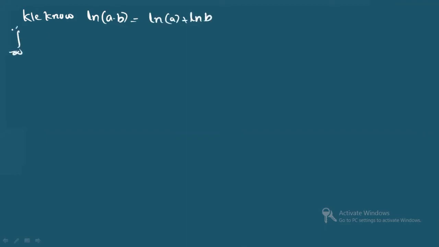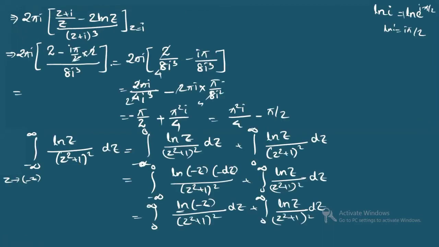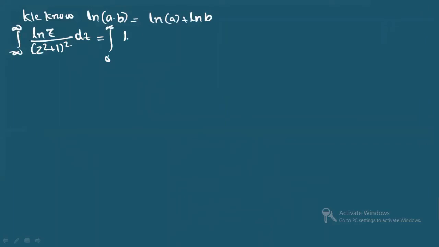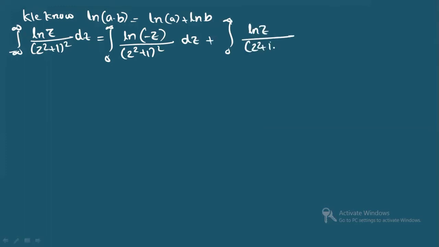So you are having here the integration from minus infinity to plus infinity of ln z/(z² + 1)² dz. It was equal to the integration, you can see the limit was 0 to infinity, so you can write 0 to infinity ln(−z)/(z² + 1)² dz plus 0 to infinity ln z/(z² + 1)² dz. This is ln(−1·z).